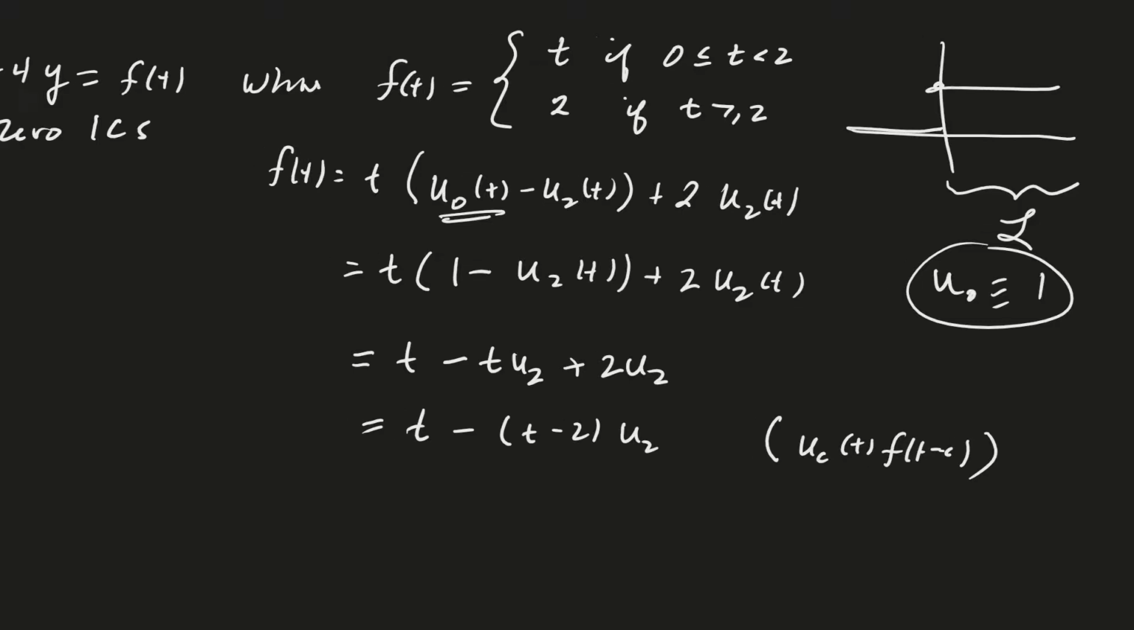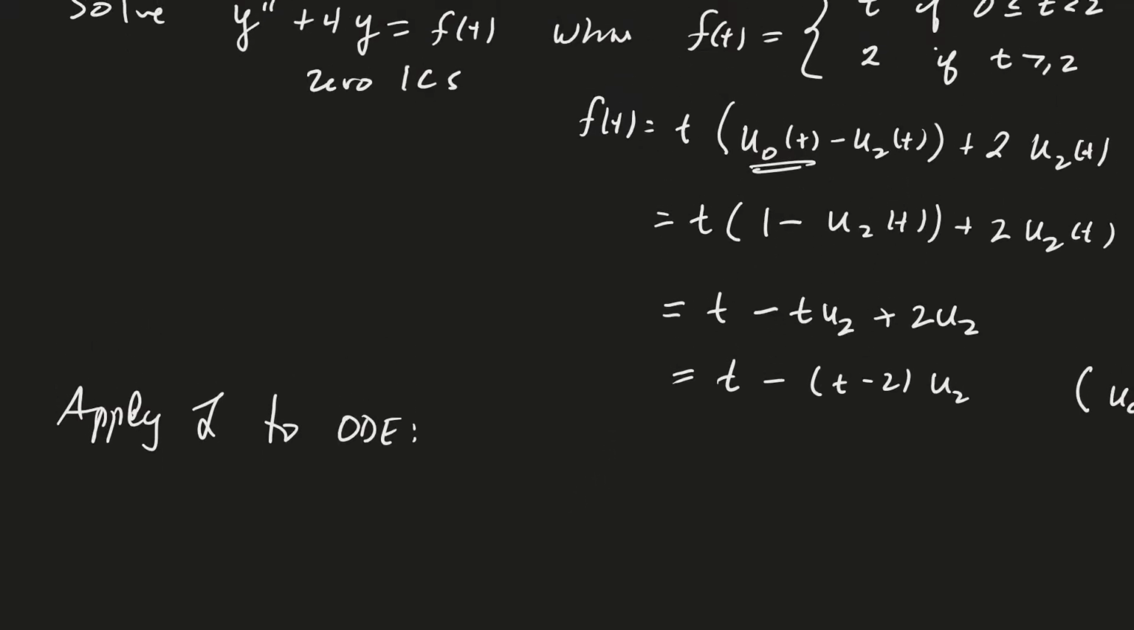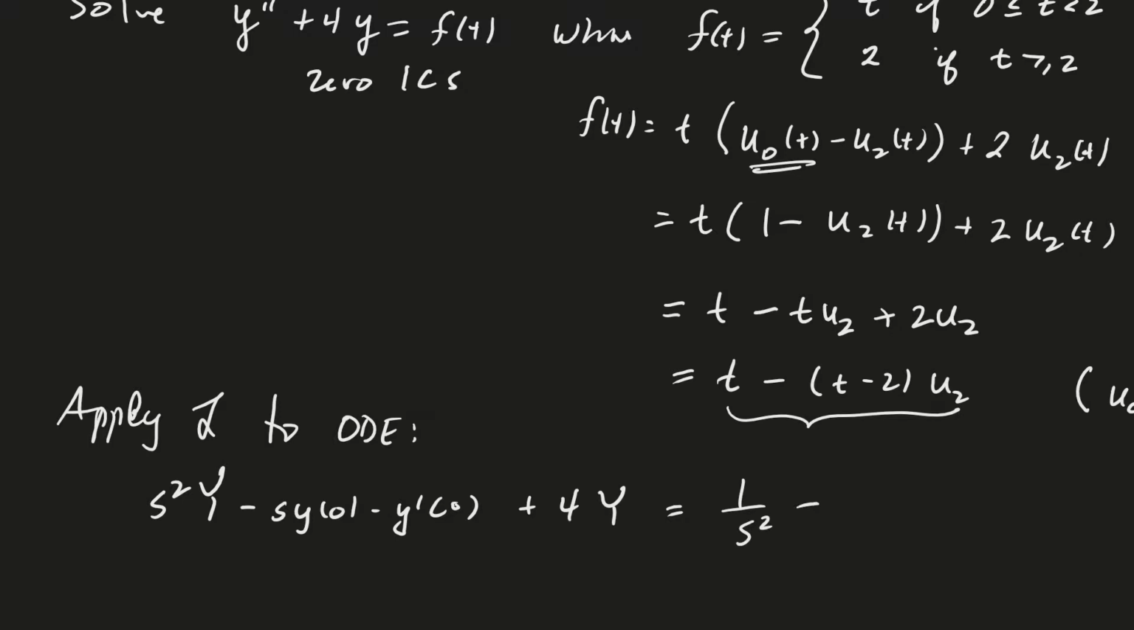And now I think we are ready to take the Laplace transform of both sides of our equation. So apply L to the ODE, and we get, do you remember what the formula is? S squared y minus s y of 0 minus y prime of 0. Of course, in this case, both of those are 0, plus 4 times y equals, now the Laplace transform of this side is just going to be 1 over s squared minus e to the minus 2s times 1 over s squared, right?